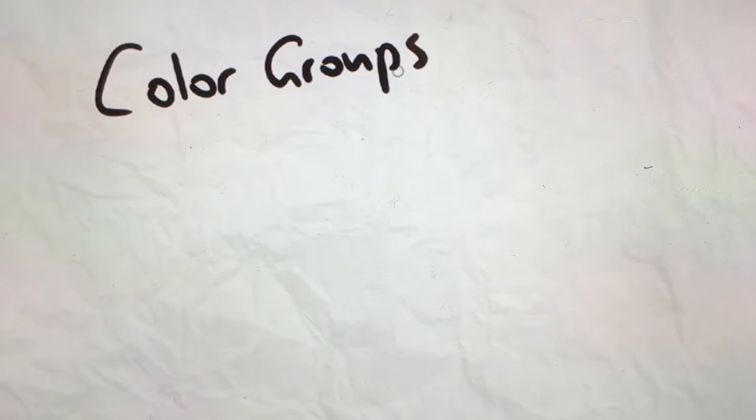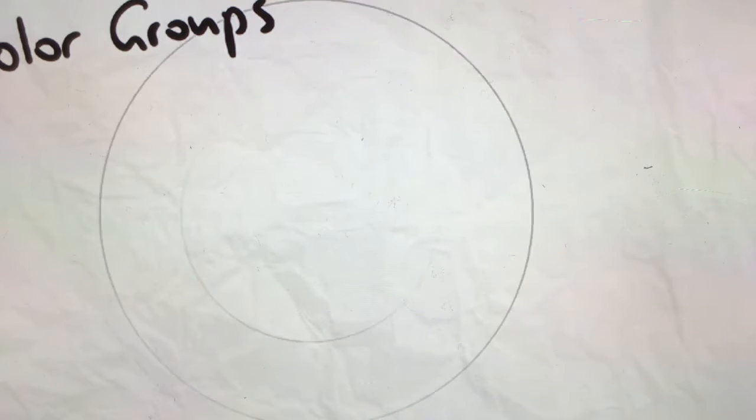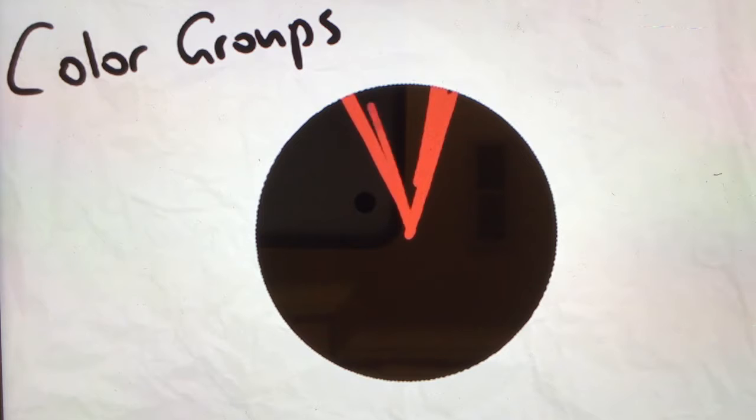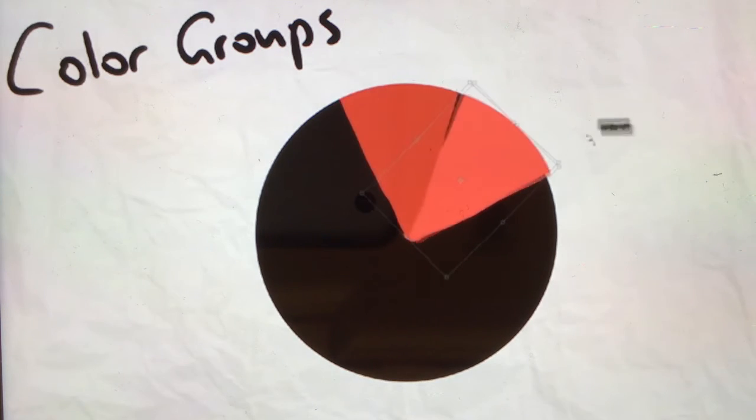So next up is color groups. This is probably one of the more confusing parts of color theory. I'll try to make it pretty straightforward for you all because it's pretty simple once you understand it. So I'm going to draw a little color wheel here, and I'm basically going to show how different colors relate to each other.